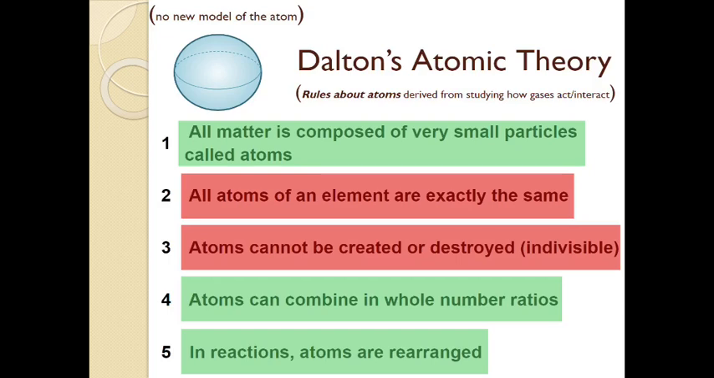So I do want you to write them all down, but you can put little checks by 1, 4, and 5 because those are still true. We still count on the fact that all matter is composed of atoms. They combine in whole number ratios, and they just get rearranged in reactions.